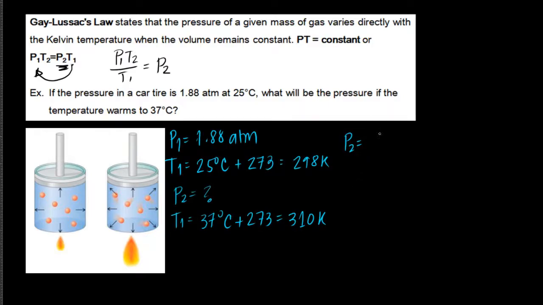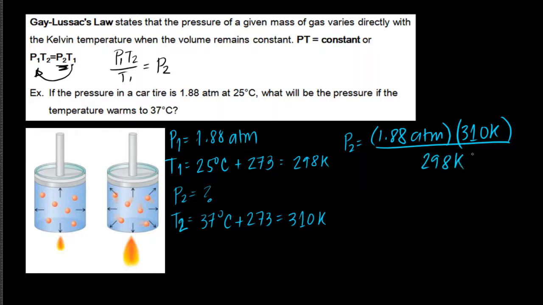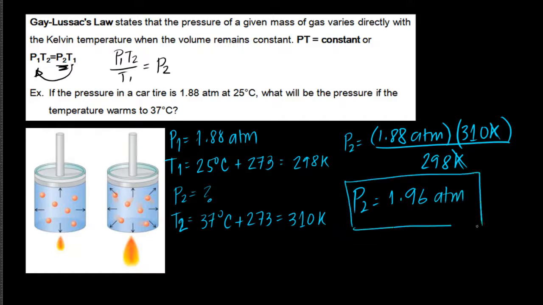Okay. So, P2 equals, P1 natin nga 1.88 atmospheres times ang T2, T2 na din. T2 is 310 kelvins. All over, ang T1 natin nga 298 kelvins. So, cancelled out ang ating nga kelvins. And now, our P2 is 1.88 times 310 divided by 298. And that gives us 1.96 atmospheres. So, we have the answer here.